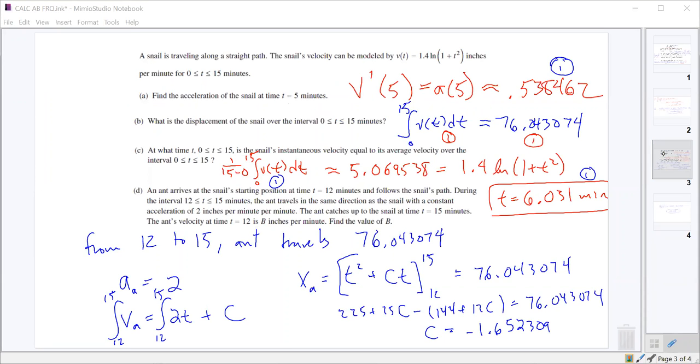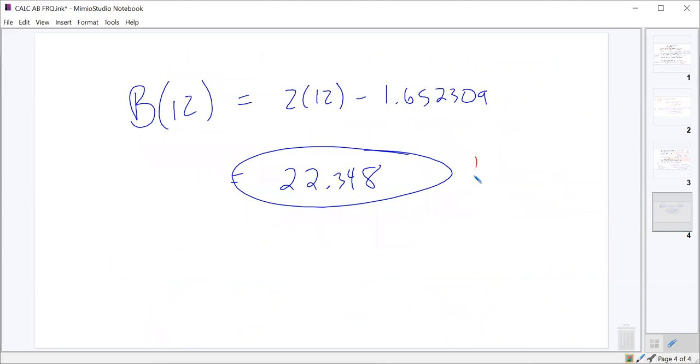Let's see, I did A, B, and C already. Okay. So 1 point for getting a function to represent the ant's velocity. 1 point for a function to represent the displacement. 1 point for setting that displacement equal to the distance that ant traveled, and then 1 point for the final answer. Oh, that's not the final answer. 1 point for the final answer over here.